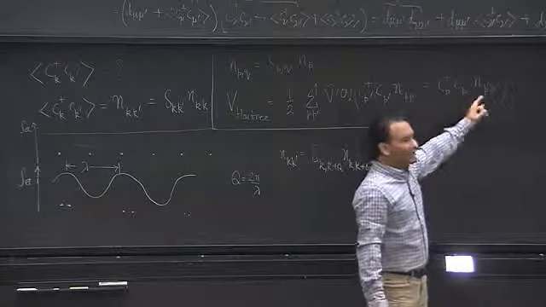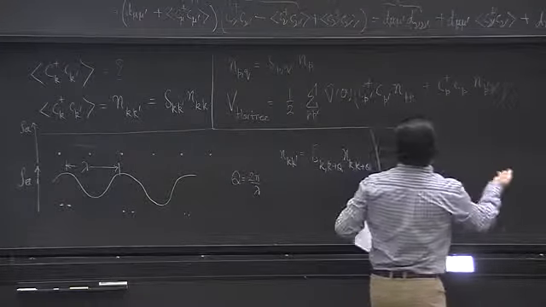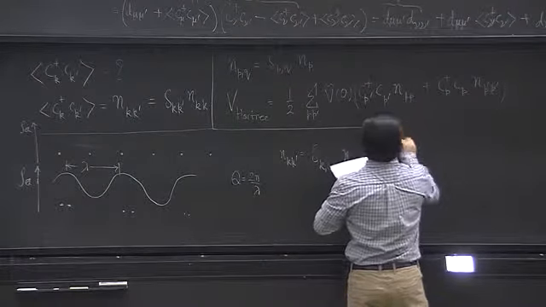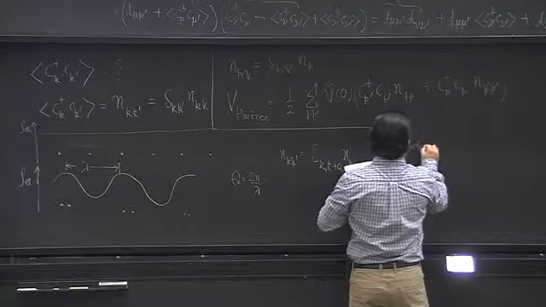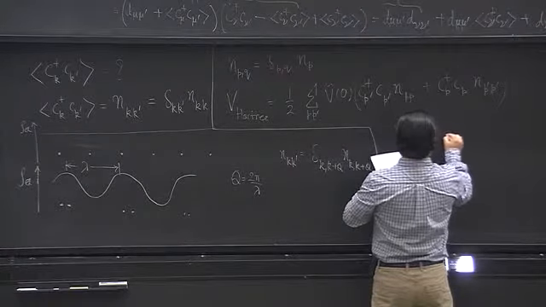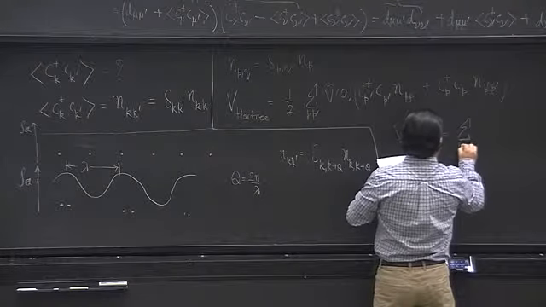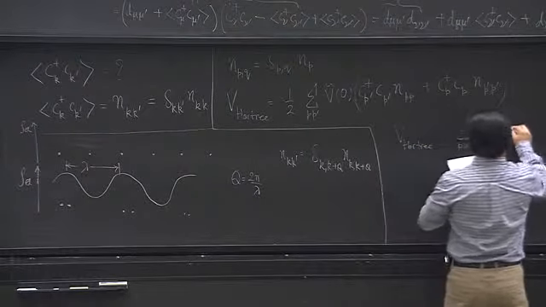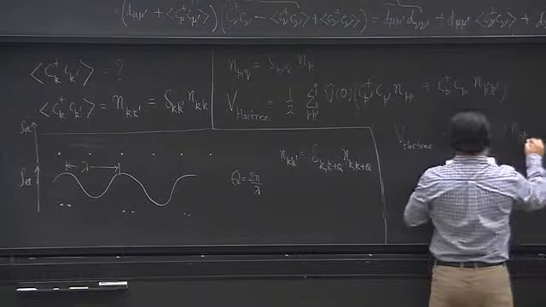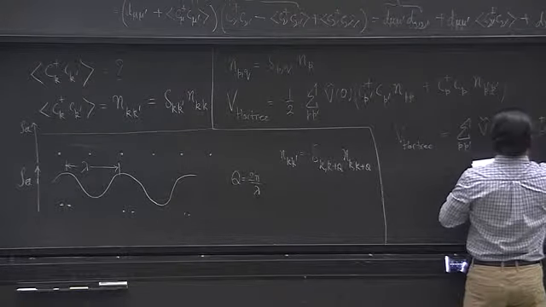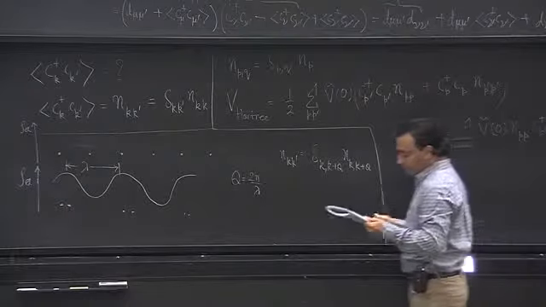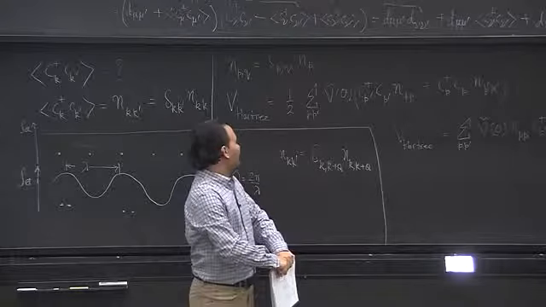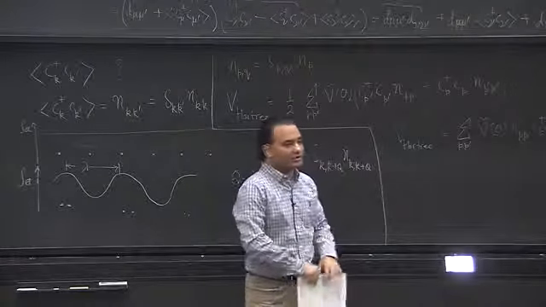Now, in this term, you can exchange P and P prime. They're dummy labels. What you will find is that V Hartree is actually the sum over P, P prime, V tilde 0, N_P prime, C_P dagger C_P. So this is why now this half disappears. There are two terms, they're both the same.